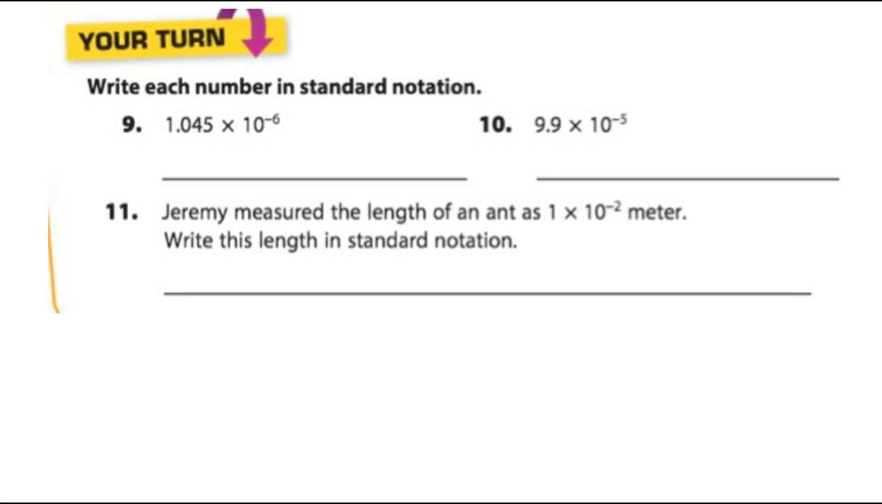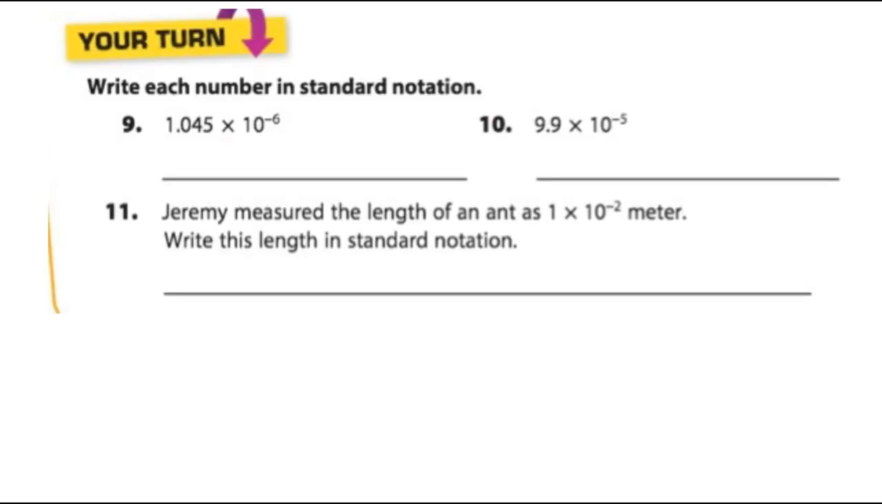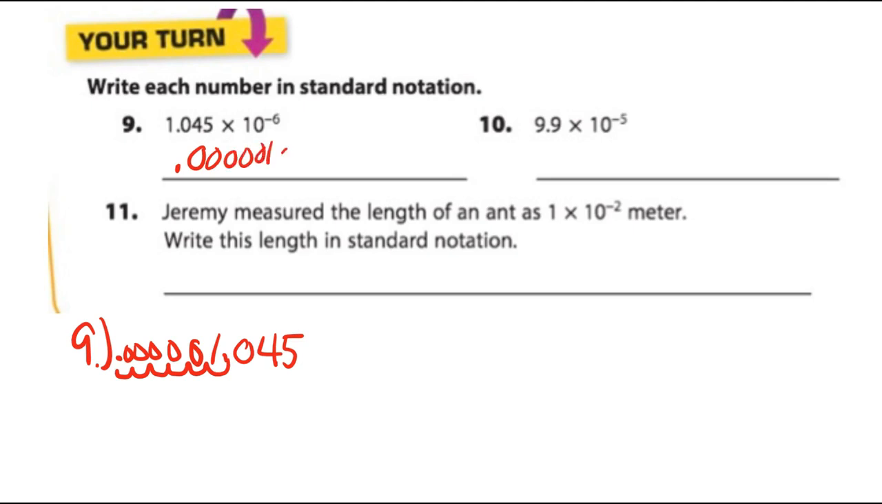So let's start with number 9. For number 9 we have 1.045 times 10 to the negative 6. So the negative 6 tells me I'm going 6 places to the left. Start here, 1, 2, 3, 4, 5, 6. And I fill in my blank spots with my 0. I put my decimal point at the end. So I have 0.0001045. Okay.